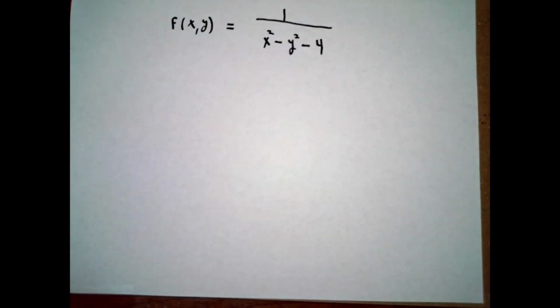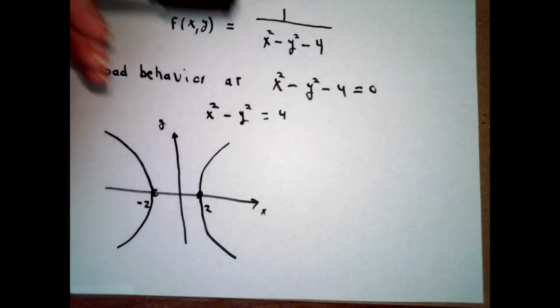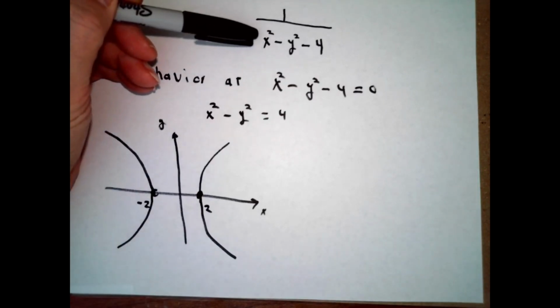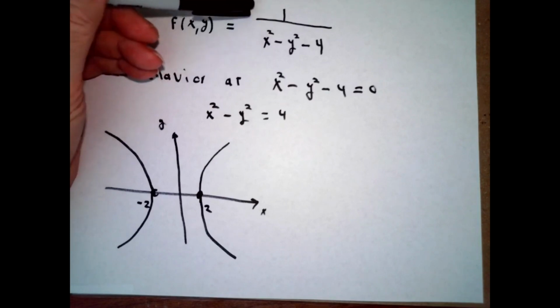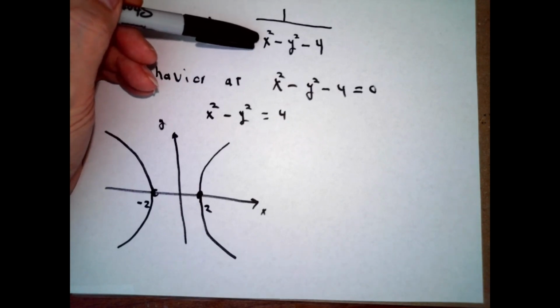The function f of x and y equals 1 over x squared minus y squared minus 4 is obviously going to have trouble. If the bottom of the fraction is 0, then this doesn't make any sense. The bad spots, the places where this is not going to behave well, form a hyperbola in the plane. If the number on the bottom is close to 0, but positive, you'll get large positive function values. On the other hand, if the number on the bottom is negative and close to 0, you'll get negative function values which have large absolute value.